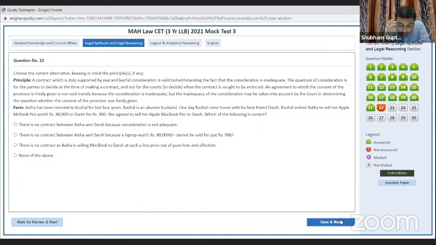She agreed to sell, and which are the following. So no contract between Asta because consideration is not adequate. There is no contract between Asta and Darsh because laptop, but I am not sure, if I am willingly paying something, I could willingly give my things to anyone at any price. There is no contract as Asta is selling MacBook to Darsh at such. So again, B and C do not make sense. Let's see what A or none of these. There is no contract between Asta and Darsh because consideration is not adequate. So I can say consideration could be considered.